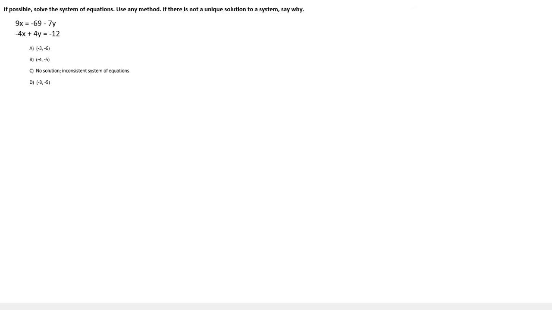If possible, solve the system of equations. Use any method. If there is not a unique solution to a system, say why. 9x equals negative 69 minus 7y. Negative 4x plus 4y equals negative 12.